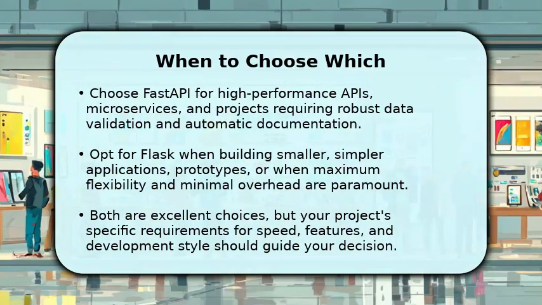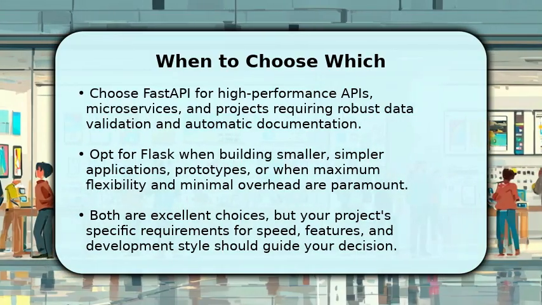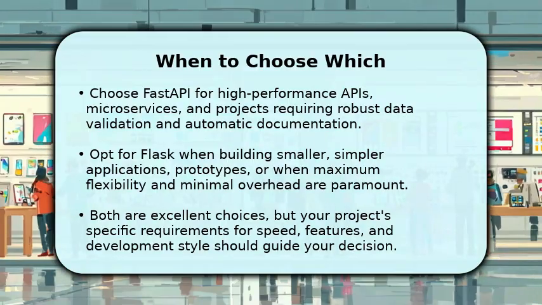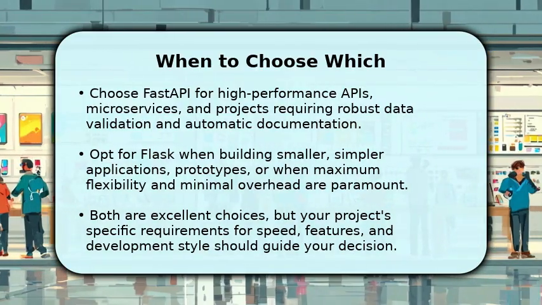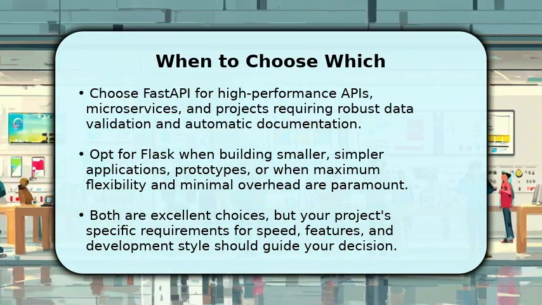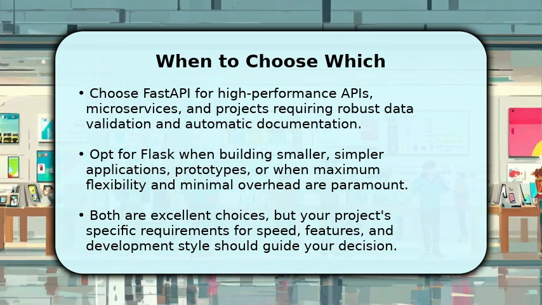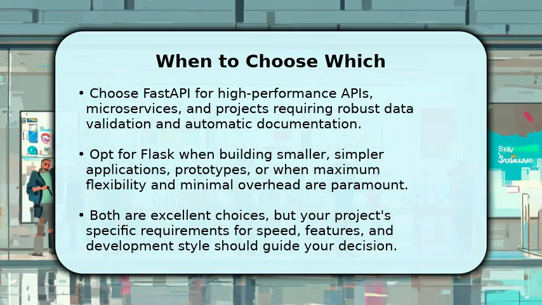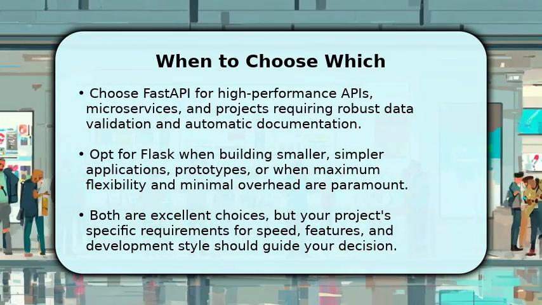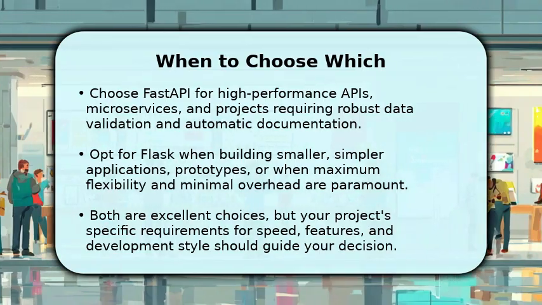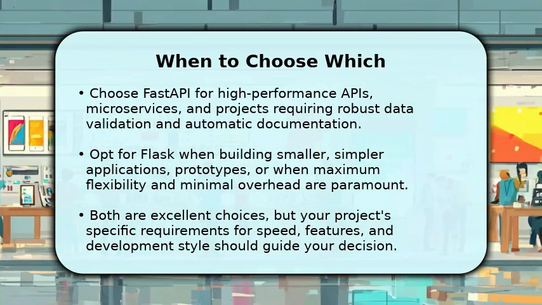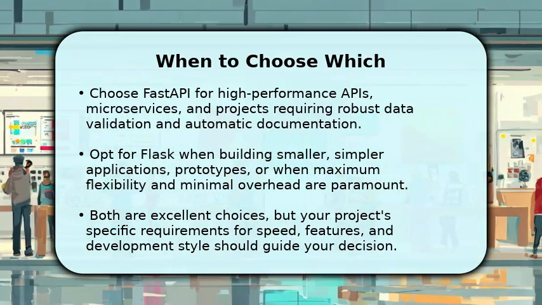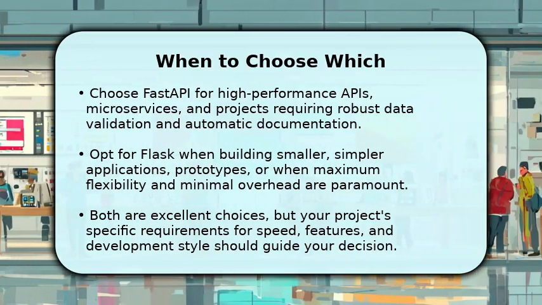So, which framework is better? It truly depends on your project. If you're building a high-performance API, a microservice, or need strong data validation and automatic documentation, FastAPI is likely your best bet. Its modern features and speed are compelling. However, for smaller applications, rapid prototyping, or when you desire ultimate control and a very lightweight core, Flask remains an excellent and highly flexible choice. Consider your team's familiarity and the long-term maintenance of your application.